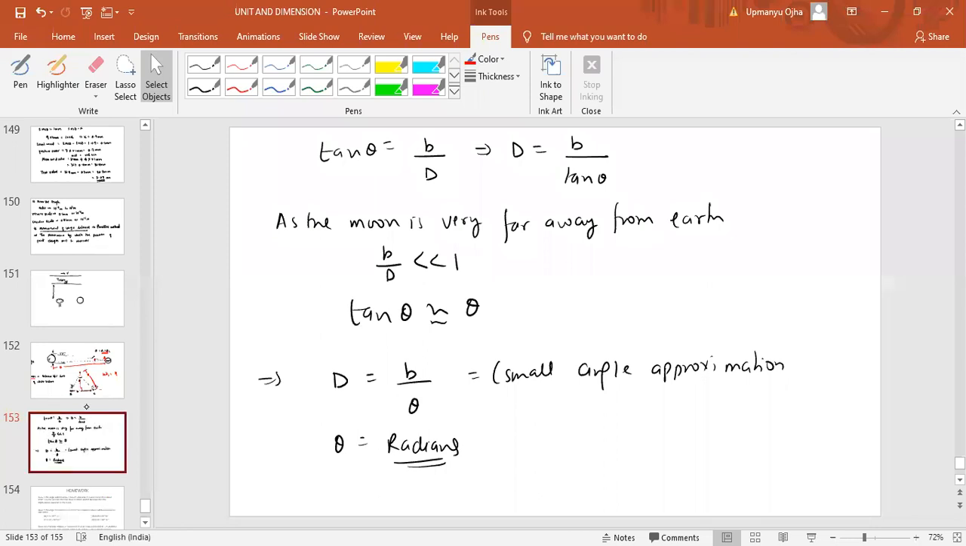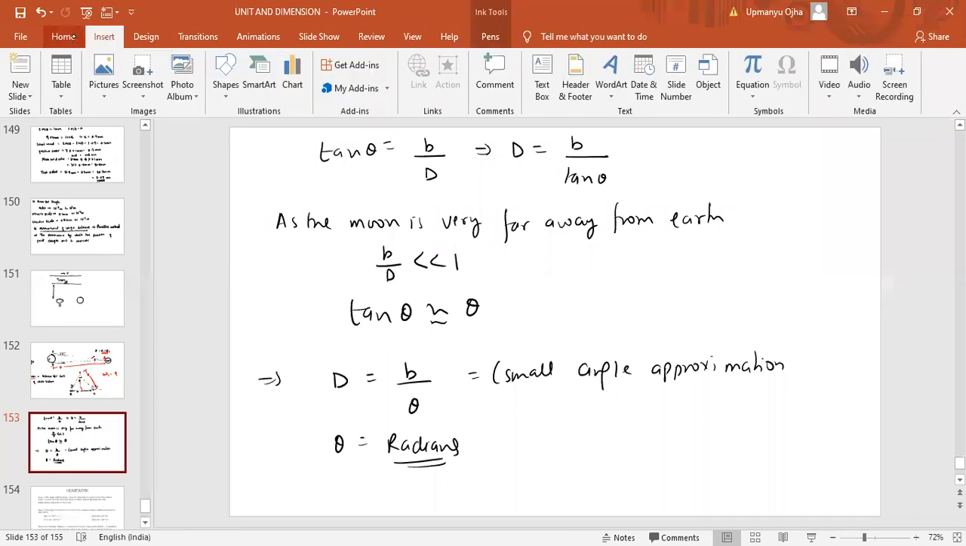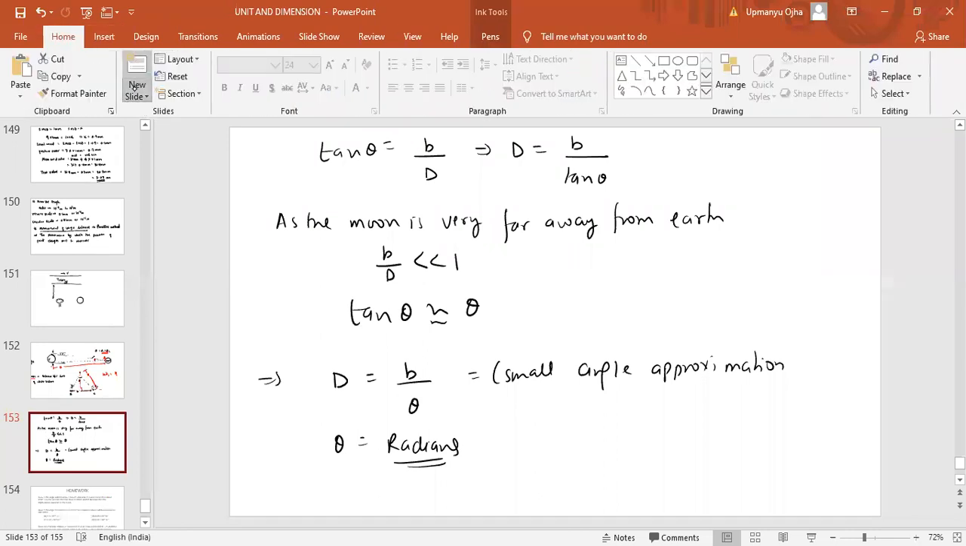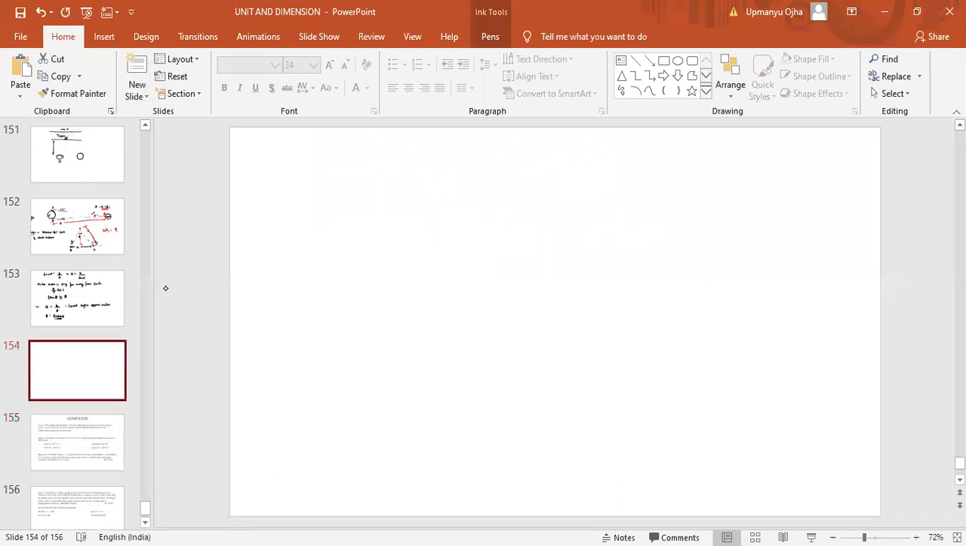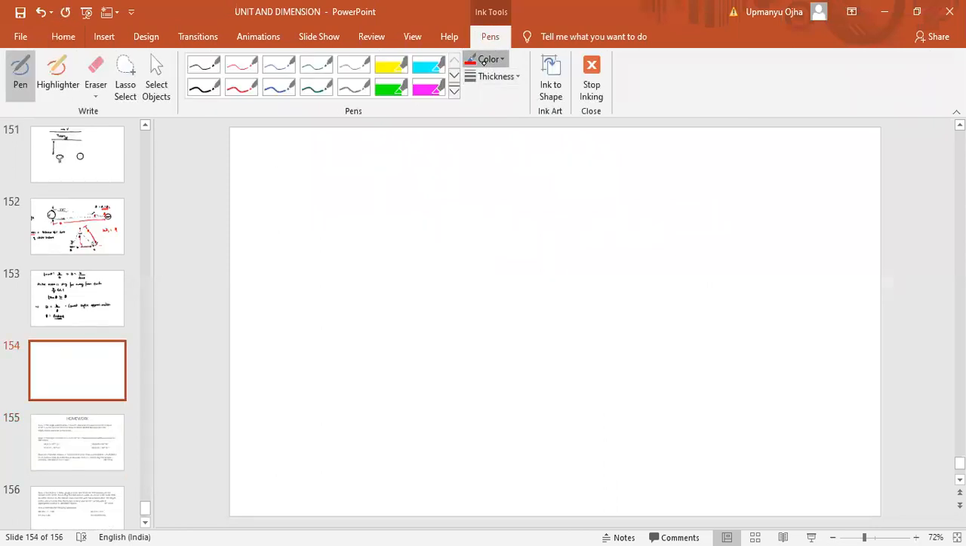Parallax is confusing. Okay. One more method is there for parallax. Like if I have to determine the diameter of the moon, or a distant planet, if I have to find the diameter of the moon.